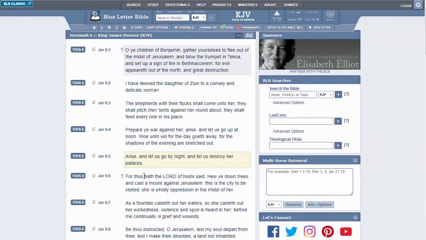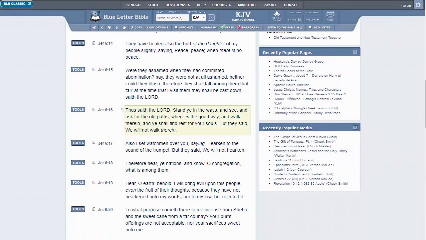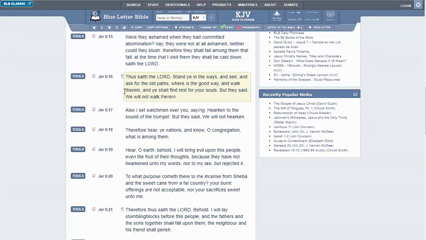Leave you with this last scripture, Jeremiah 6:16. Thus saith the Lord, stand ye in the ways and see, and ask for the old paths, where is the good way, and walk therein, and you shall find rest for your souls. But they said, we will not walk therein. So you're going to have some that's going to listen, and you're going to have some that's not going to listen.